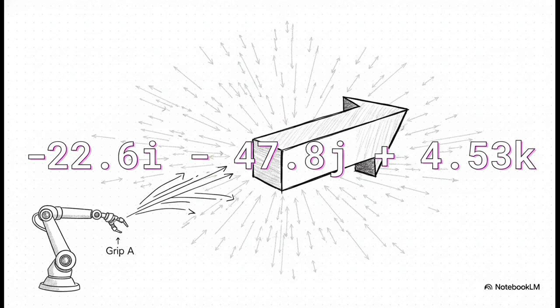Crunch all those vectors down, carefully tracking your positive and negative signs, and there it is. The ultimate 3D acceleration vector emerges. The final acceleration of grip A is negative 22.6I minus 47.8J plus 4.53K meters per second squared. We have mathematically conquered the physical robot. We started with a picture of a mechanical arm and decoded the exact physical forces acting on its very tip.